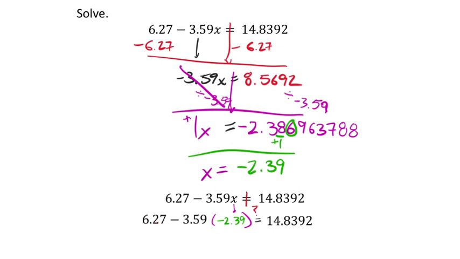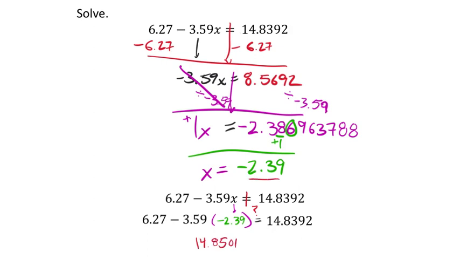So I'm going to go to my calculator. I say 6.27 minus 3.59 times negative 2.39. Enter. And I get 14.8501. Now, is that exactly 14.8392? It is not. And that's okay. And here's why it's okay. And I kind of explained this already.